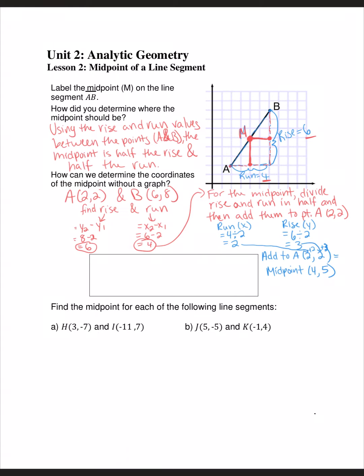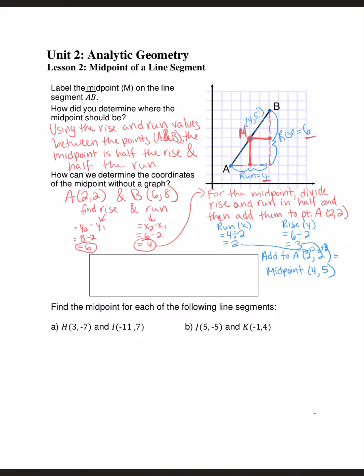If we take a look at what we get for our midpoint on our graph, we can see that M is at 1, 2, 3, 4, and up 1, 2, 3, 4, 5. So our midpoint is in fact at (4, 5). By finding the halfway point of our run, the halfway point of our rise, and then adding them to the first point on my line segment, I can figure out what my midpoint is going to be.